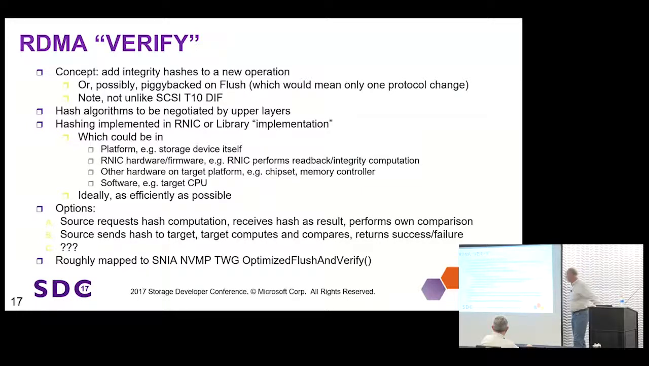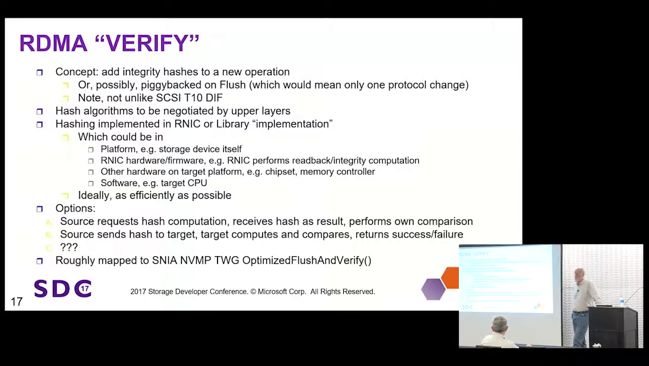So I propose another operation called RDMA Verify. We've talked about this here and there. I'm basically just going to repeat the idea here, but give it a little more meat. The idea is to add integrity hashes to an operation. Integrity hashes that basically guarantee the integrity of some block of data that has either just been sent or was sent in the past. It could be piggybacked on flush. It may not have to be a new operation. It could be piggybacked, and that's what I want to talk about.